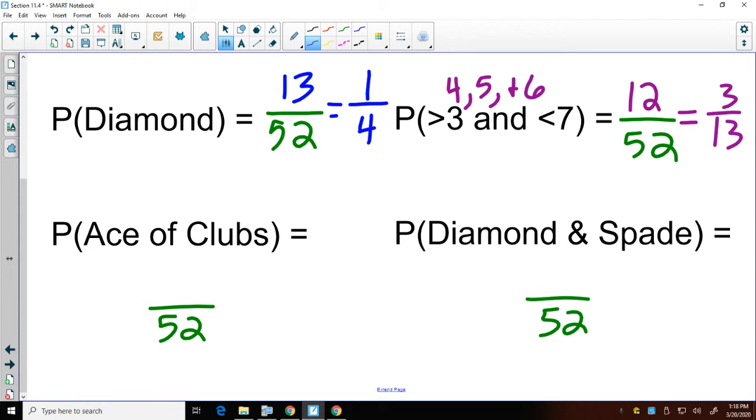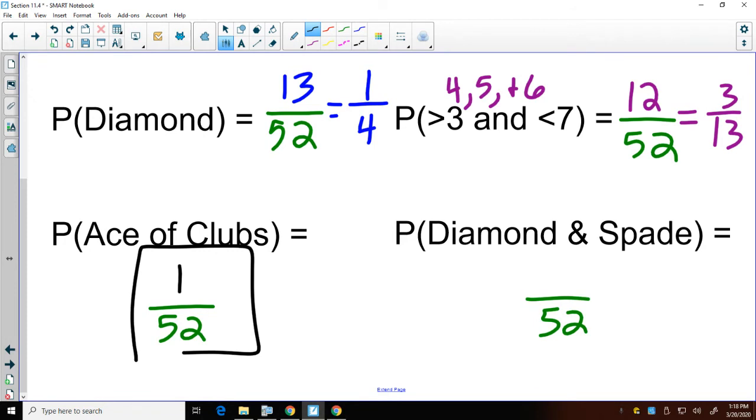So how many aces of clubs are there? If you go back and look at that picture, there's only 1 ace of clubs. So that's a very specific card that you're wanting to try and pull out. You want it to be an ace and you only want it to be a club. So there's only 1 ace of clubs. Does that reduce? Nope. It's good the way it is.